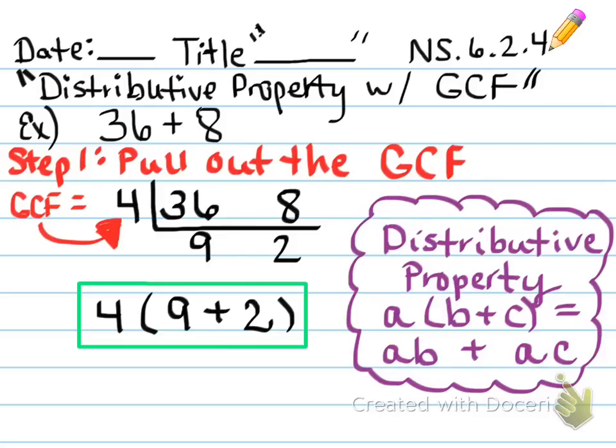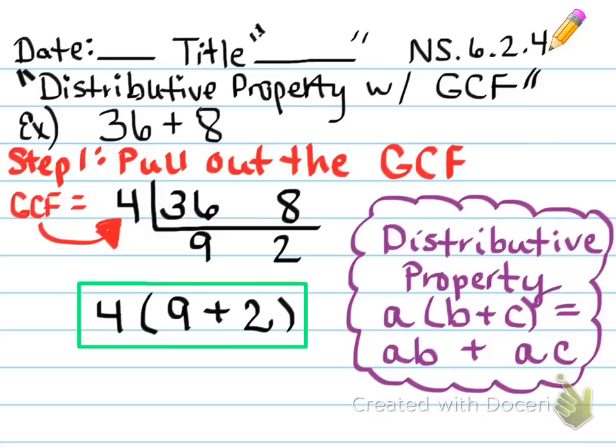If you multiply 4 times 9, you can check, you get 36. You're adding 4 times 2, which is 8. Everything checks out. Both number sentences have the same value. They are just written differently.